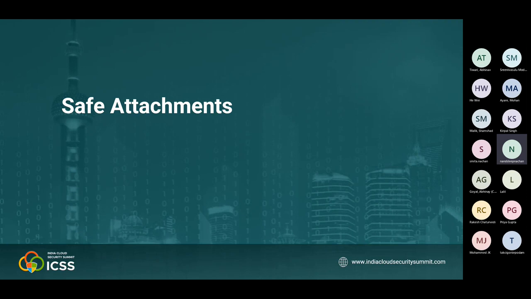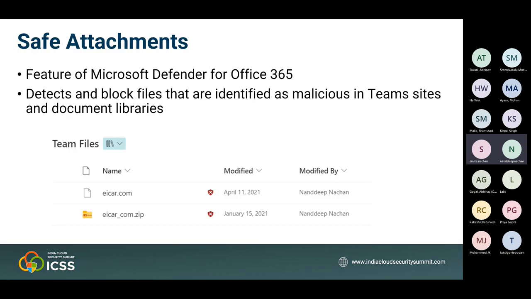look into the other security feature, which is safe attachments. We often attach files to Teams conversations. However, if the files originated from untrustworthy sources, they can become a security risk. Safe attachments can prevent malicious code from running and intercept other forms of attacks. Safe attachments for Microsoft Teams is a feature of Microsoft Defender for Office 365, and it helps detect and block files that are identified as malicious in Microsoft Teams sites and document libraries.